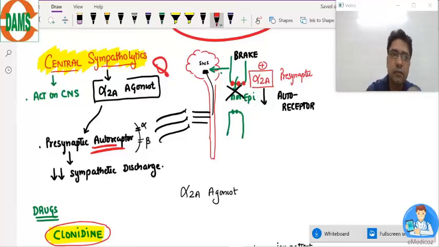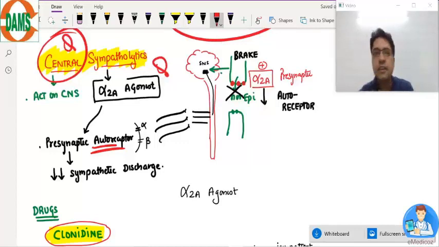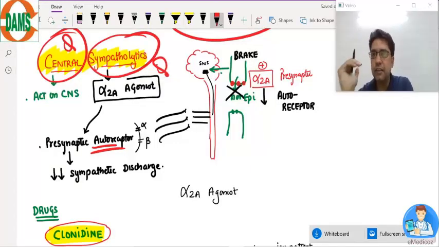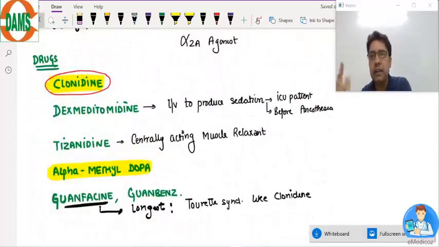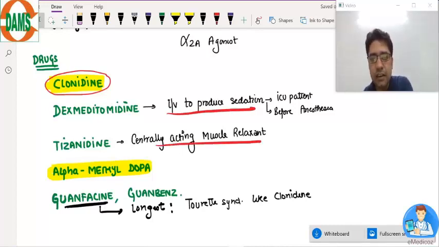Okay. Hence, as the name implies, central, because they are acting in CNS, sympatholytics, because they reduce sympathetic discharge. What are the drugs? CDTAC: clonidine, dexmedetomidine, tizanidine, alpha-methyldopa, guanfacine and guanabenz. Dexmedetomidine, IV sedation. Tizanidine, muscle relaxant. Guanfacine, longest acting, and used in Tourette syndrome.